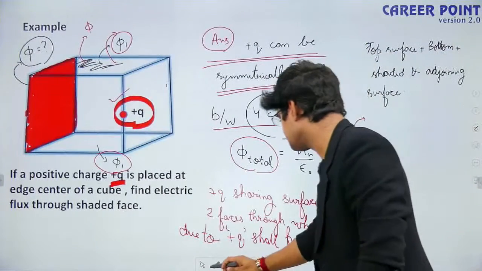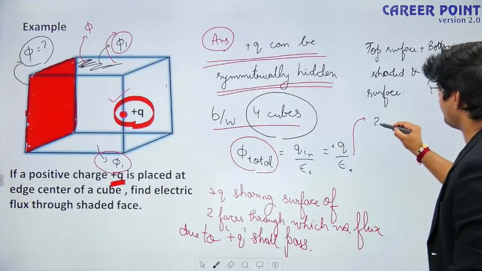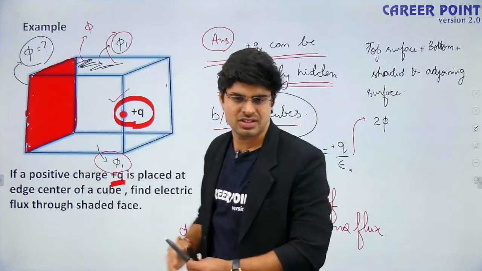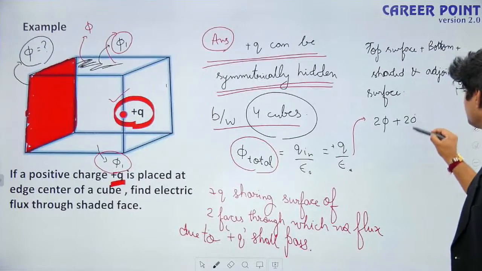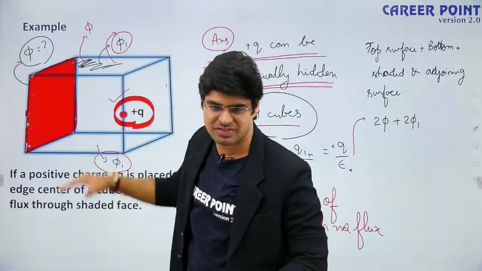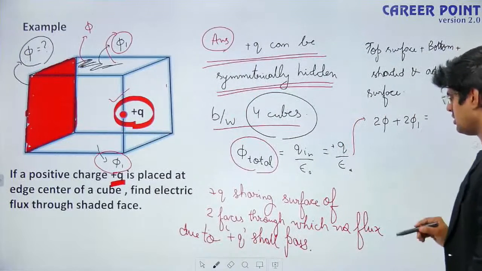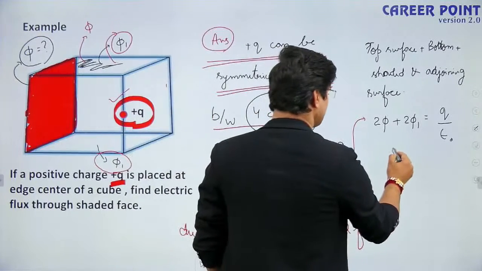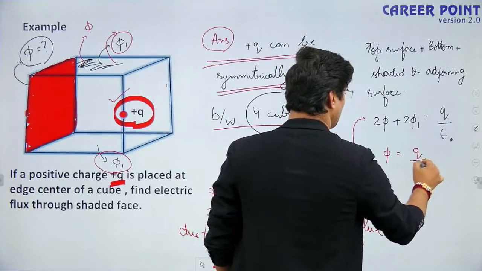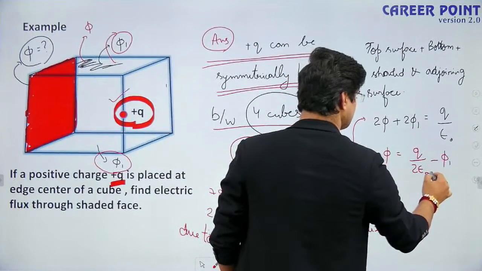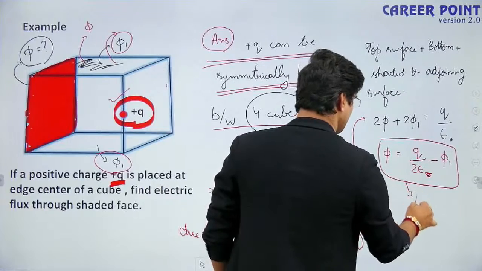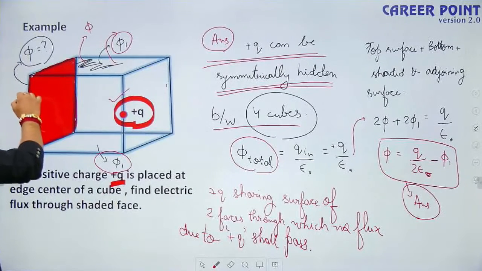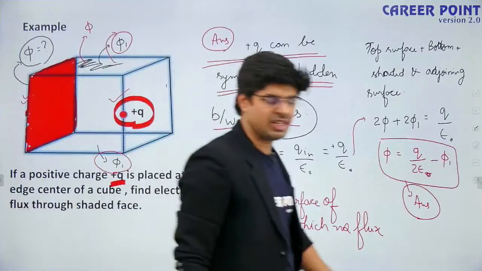So for that, what I am doing, 2 phi, that is flux passing through this shaded surface and the immediate adjoining surface, plus 2 phi 1, that is flux passing from the top and bottom surface, phi 1 plus phi 1 is equals to q by epsilon naught. So from here we can easily guess that phi will be equals to q upon 2 epsilon naught minus phi 1. This will be my answer for the given question. Q upon 2 epsilon naught minus phi 1 will be the flux through the shaded surface. Clear? Let's move on to next question.